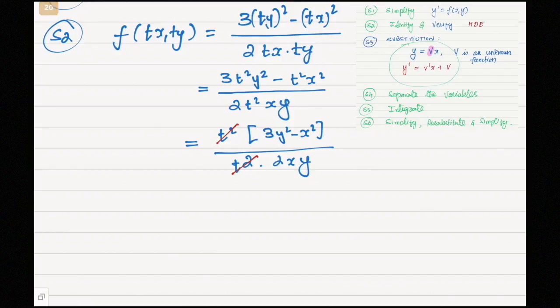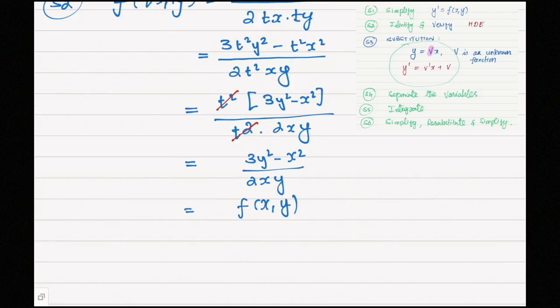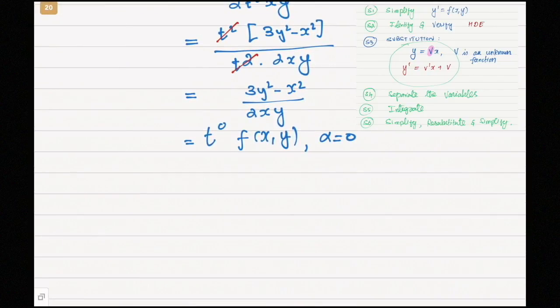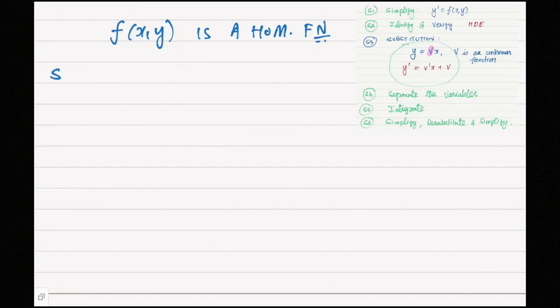Then I'm left with simply 3y squared minus x squared divided by 2xy, which is f of x comma y. So this is equivalent to t to the 0 times f of x comma y. So here we can say our alpha is equal to 0. Hence this function f of x comma y is indeed a homogeneous function. So let's go to step 3.